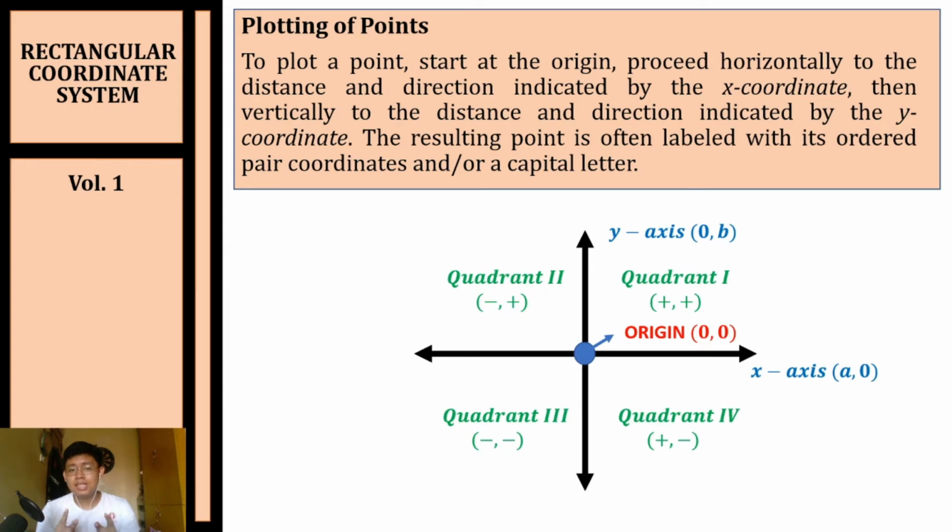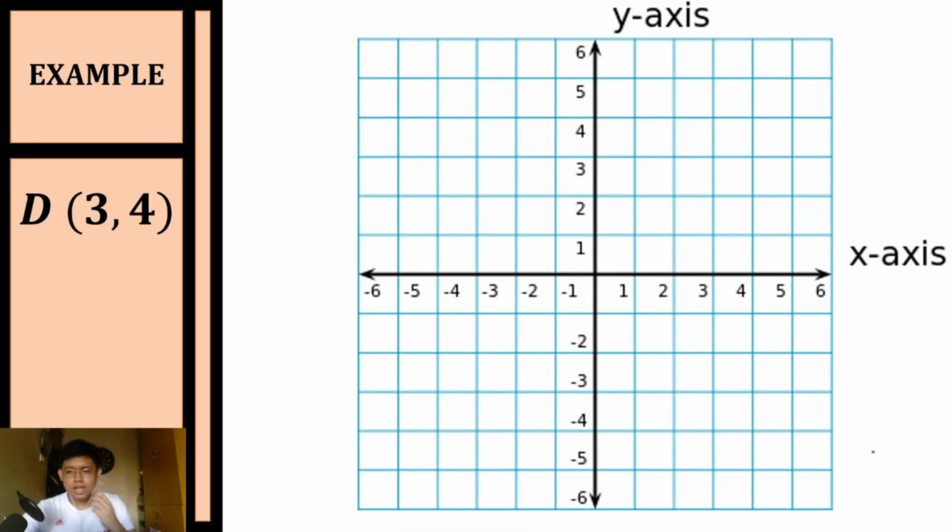Now let's proceed to our examples in plotting a point. For example, we're going to plot (3, 4). First we start with our origin. Since our number is 3, we will count 3 units to the right since it is positive. 1, 2, 3. And then after that, we will count vertically 4 units going up. 1, 2, 3, 4. And this will be the location of our point D, which is (3, 4).